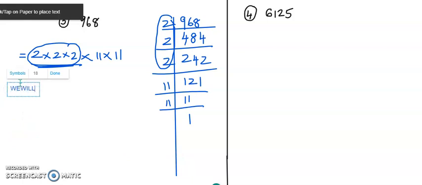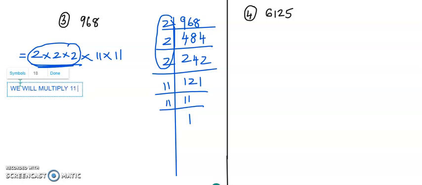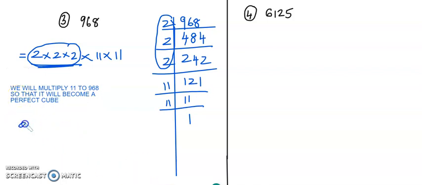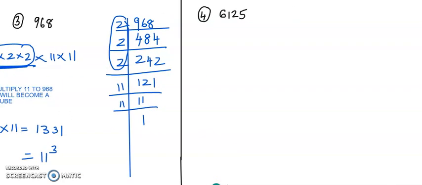So we will multiply 11 to 968 so that it will become a perfect cube. Okay, so that will give us 968 multiplied by 11 will give us 1331, which is 11 cube. Okay, let's take the next one, 6125. Because the last digit is a 5, I'll start with 5.